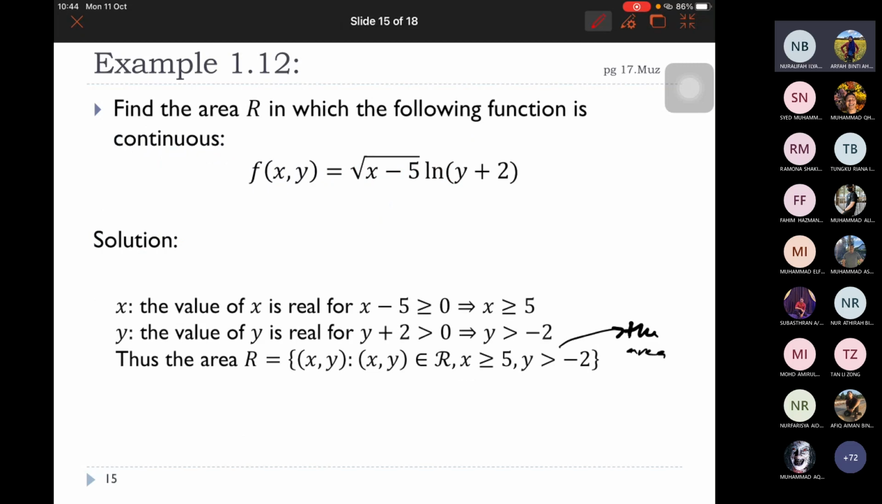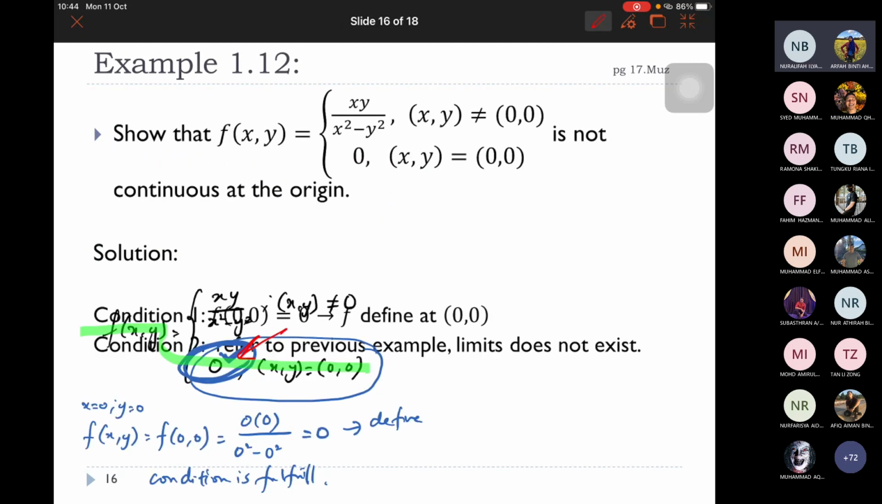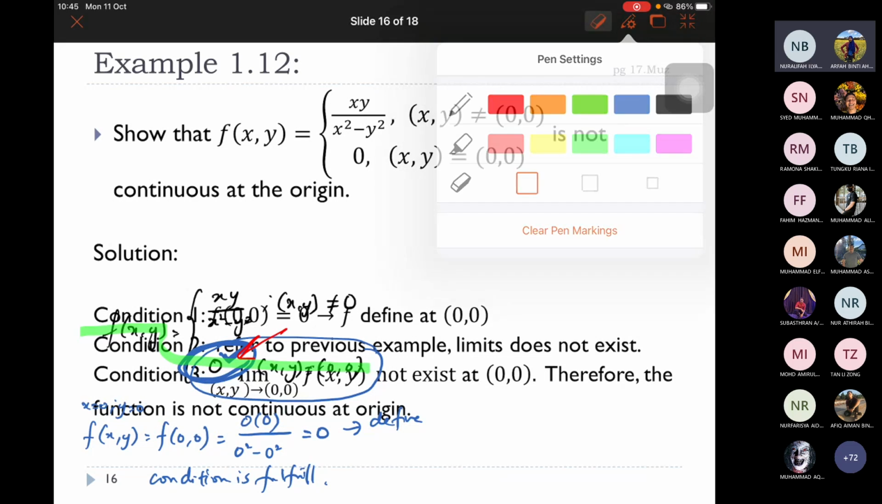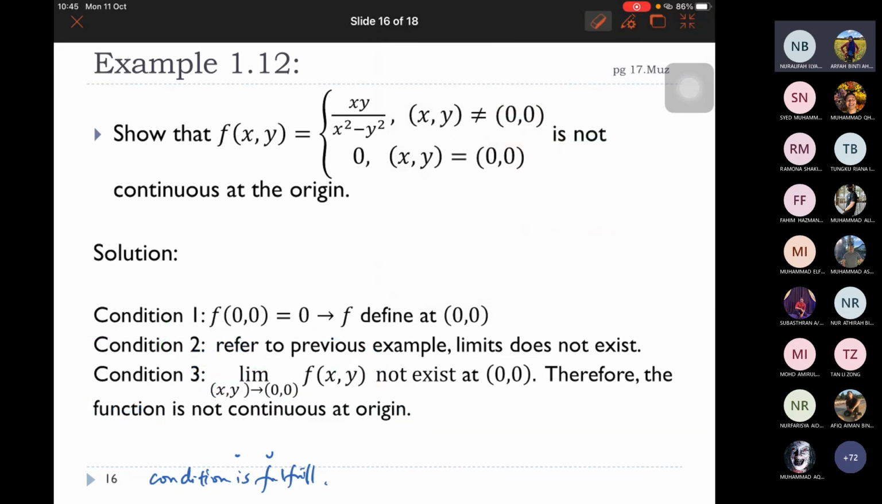Dan awak kena ingat, ada perkataan limit maksudnya dia menghampiri nilai kosong. So from there, condition 3, limit (x,y) approaches 0 does not exist at (0,0). Therefore, the function is not continuous at origin. Okay, sebab condition 2 does not fulfill. This one does not exist. That's the reason why the function is not continuous at the origin.